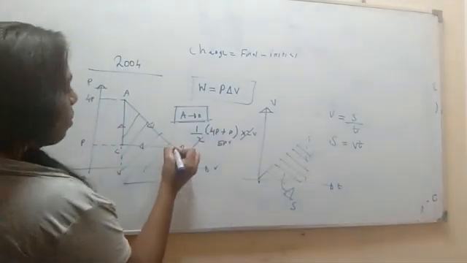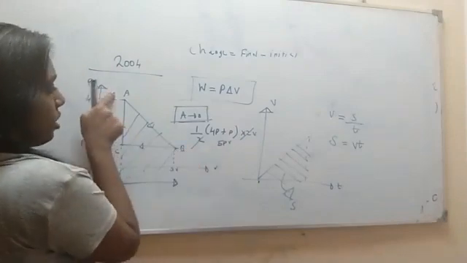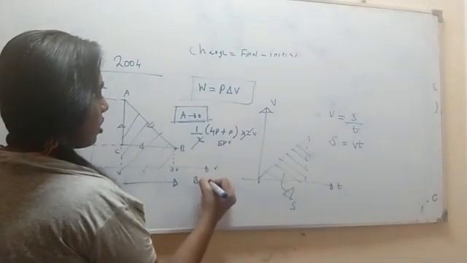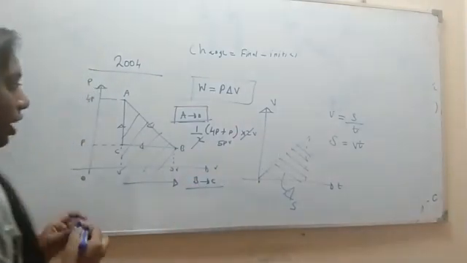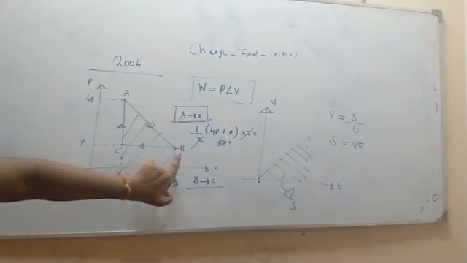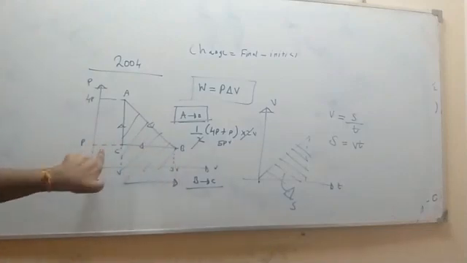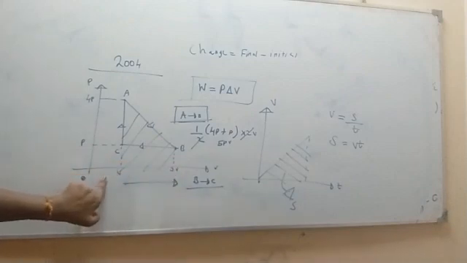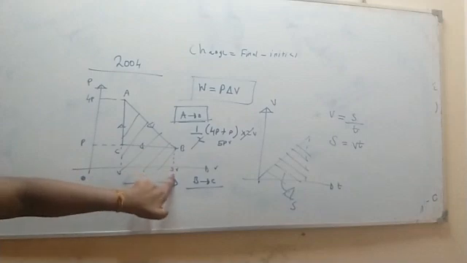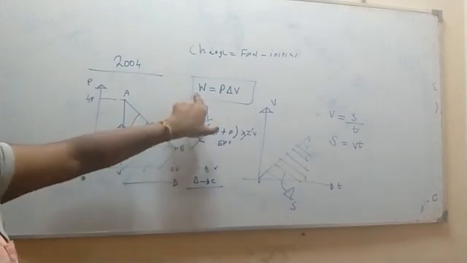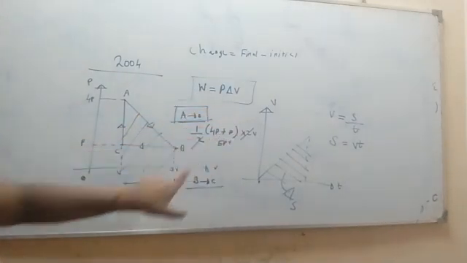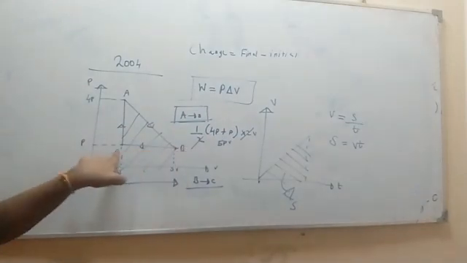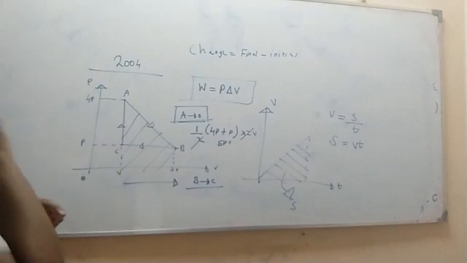Then for the next process, B to C. First it moved from A to B, then it is moving from B to C. For the process B to C, I can find the work done. When it is moving from B to C, initially its volume is 3V, now its volume is V. Volume is decreasing. Work is pressure into change in volume, therefore work done is negative in this case. In the process B to C, work done is negative.